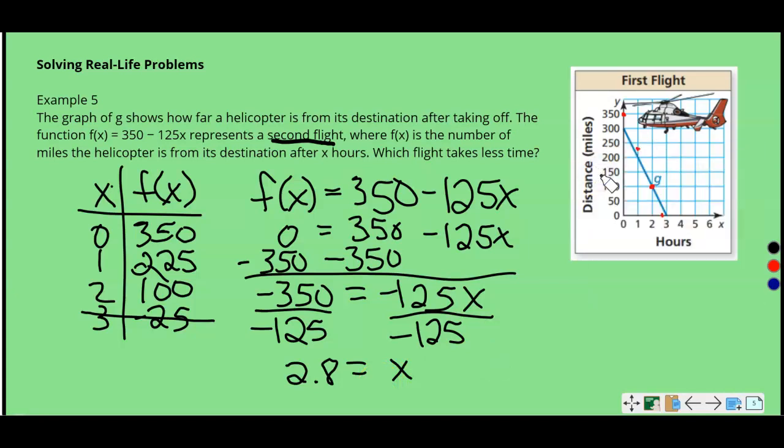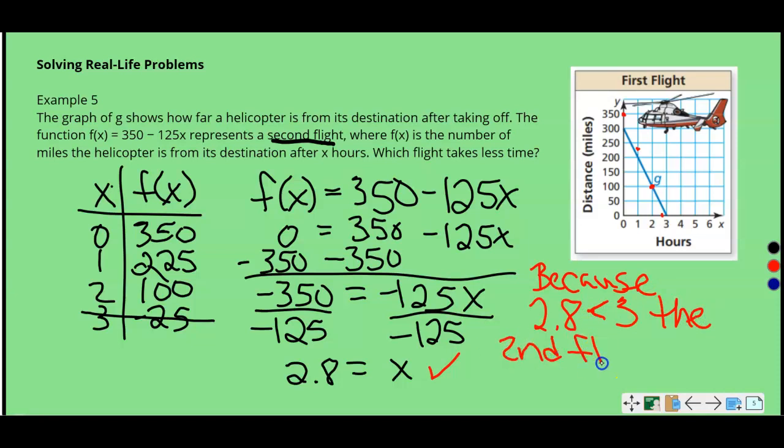And when you check it, you can see that 2.8 is less than 3. So that confirms that the second flight takes less time. So the second flight would take less time. All right, so because 2.8 is less than 3, the second flight takes less time.